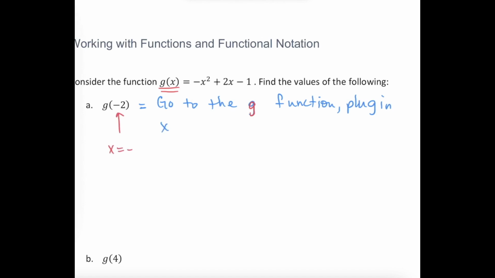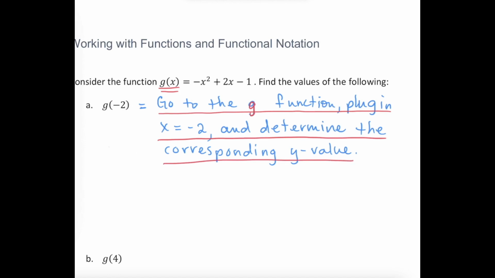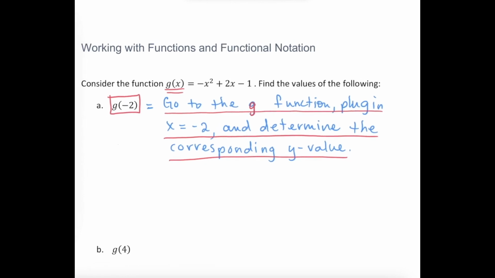This is telling me that we're going to be plugging in x is equal to negative 2. And then after we plug in x is equal to negative 2 in the function, we're going to determine who is the corresponding y value. That's a lot of words, right? Go to the g function, plug in x is equal to negative 2, and determine the corresponding y value output. All of that can be said in a much more compact notation that is just g evaluated at negative 2 or g at negative 2. So this is quite the shorthand, right? So this notation is shorthand for all of this stuff.